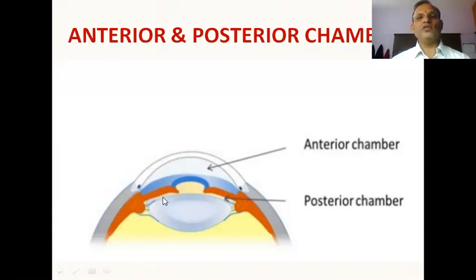So the aqueous fluid goes from the posterior chamber to the anterior chamber, and it has to leave the eye through the angle of the anterior chamber. If there is any defect in this process, there will be raised intraocular pressure on the eye, which causes optic nerve damage. So for this reason, we need to know the various structures in the anterior chamber angle and how aqueous flows from the anterior chamber out of the eye.